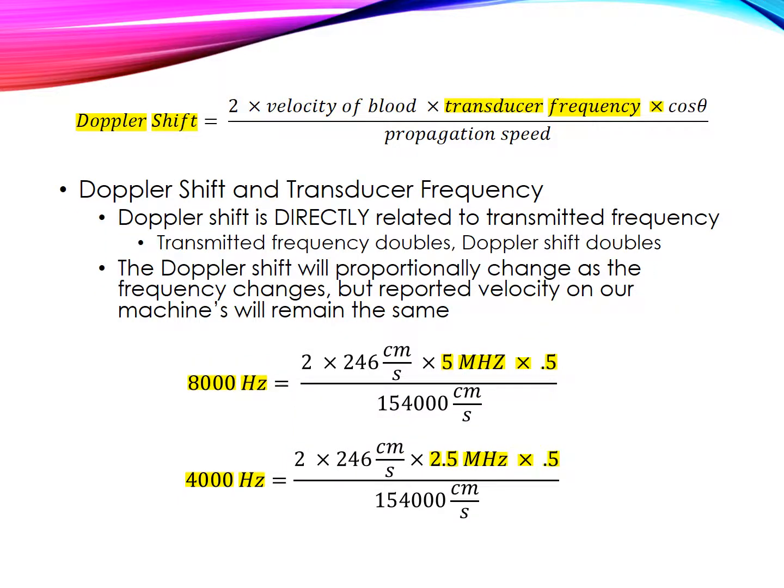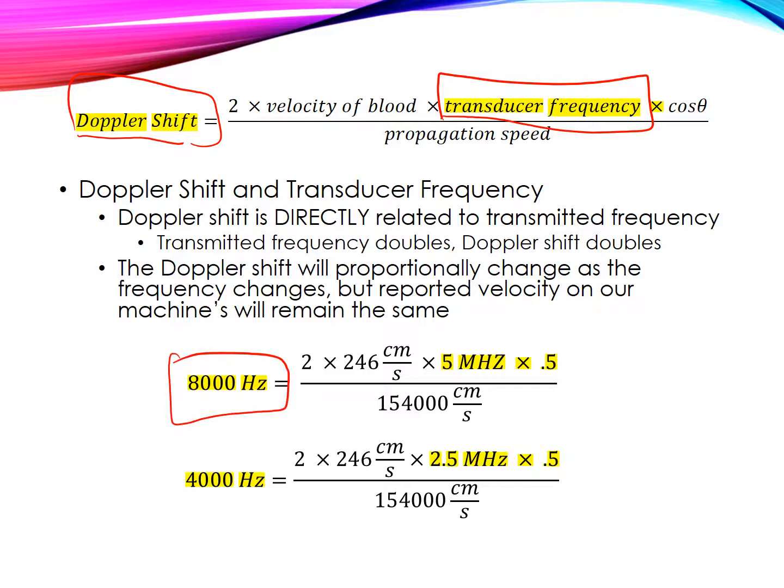So let's break it down again for Doppler shift and transducer frequency. Again, we remember that these two are directly related, and we can see that again in our example. Doppler shift was figured at 8,000 hertz using the equation. Our transducer frequency is 5 megahertz.